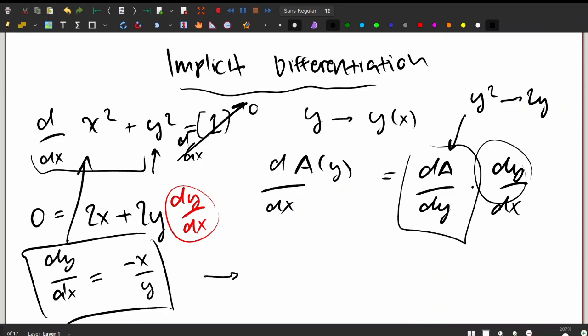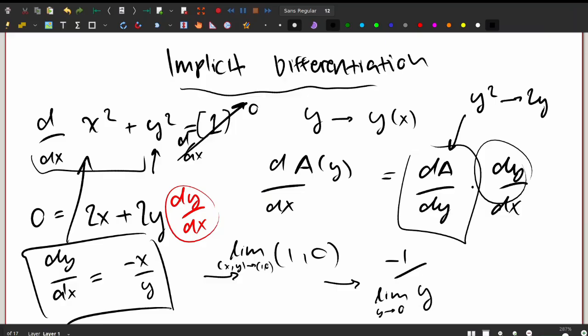This means that if we had the point, say, 1, 0, the derivative of that would be negative 1 over, since we can't do negative 1 over 0, we're going to say it's the limit as x comma y approaches 1, 0 of f of x. It's going to be the limit as y approaches 0 of negative x over y, and therefore that's going to tend to negative infinity, which means it is a vertical tangent slope at that point. Because remember, the slope of a vertical line is undefined.